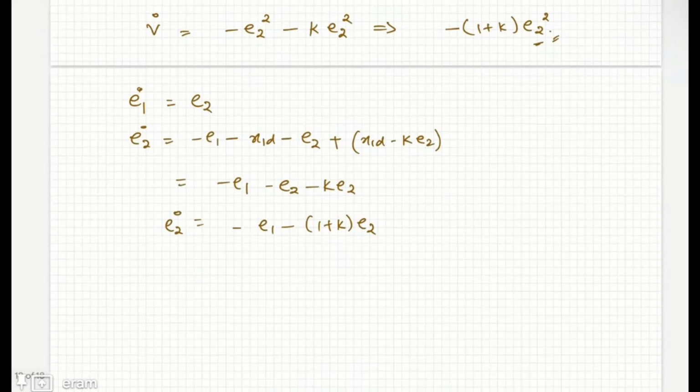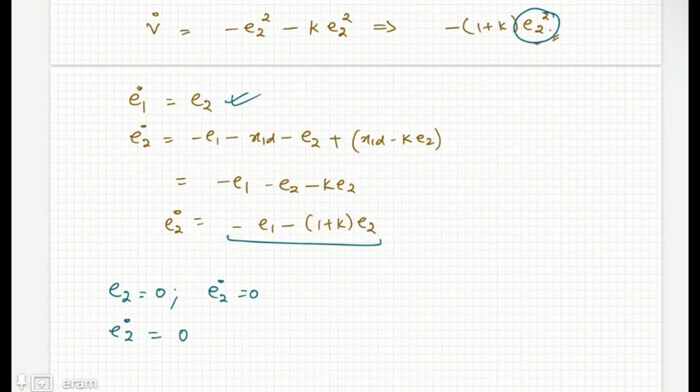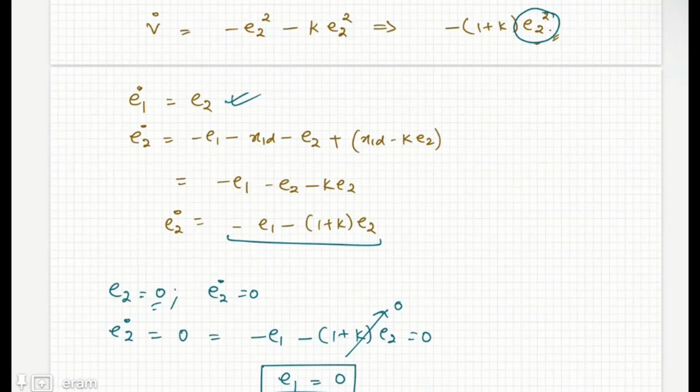Now when we put e2 equals to 0, that means e2 dot is also 0, so e1 dot will be 0. And what about e2 dot? Since it is 0, then the right hand side should also be 0, meaning minus e1 minus (1 plus k) e2 should also be 0. Now e2 equals 0, this term will go to 0. The only possibility is that e1 should be 0. Okay, so when e2 is 0, the only possibility is that e1 is also 0.